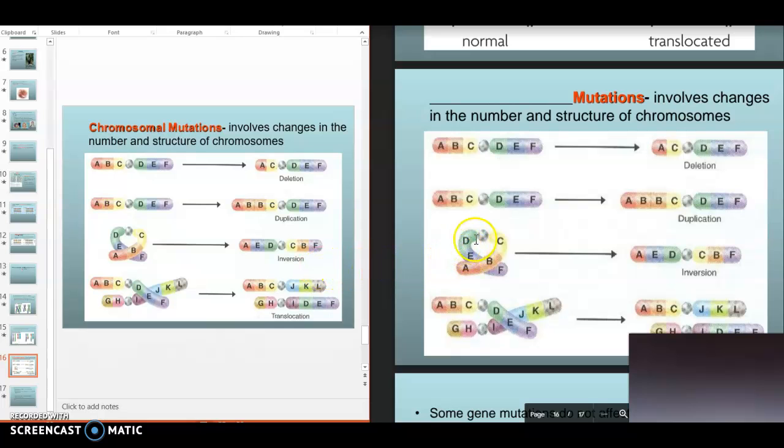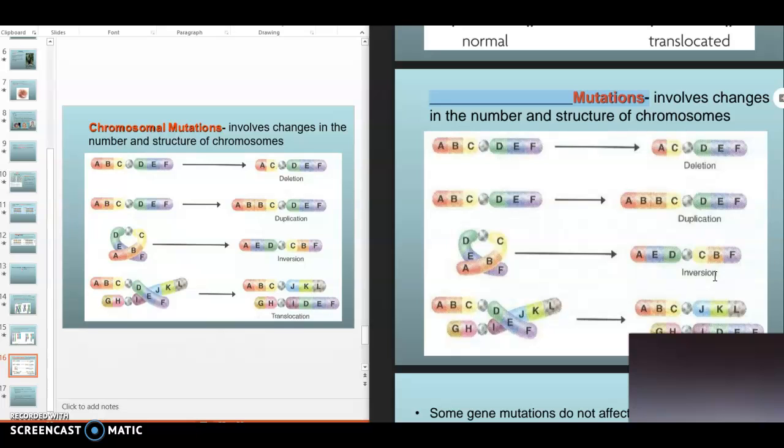Okay, so chromosomal mutations. Up here, this should be chromosomal mutations. It involves changes in the number and structure of chromosomes. And these are the different kinds of chromosomal mutations. You have deletions. You have chromosomes that can duplicate themselves. You have an inversion. This is where it goes in like a numbered order, 1, 2, 3, 4, 5, 6, 7, 8, 9, 10. And then that flips. As it flips upon itself, now it goes 10, 9, 8, 7, 6, 5, 4, 3, 2, 1. And it tries to match up to the mate.